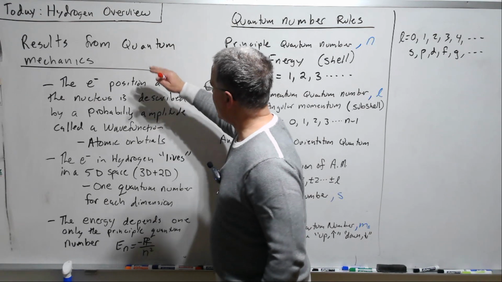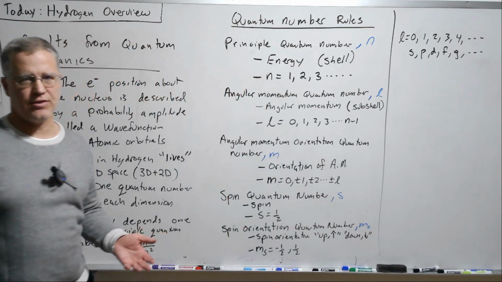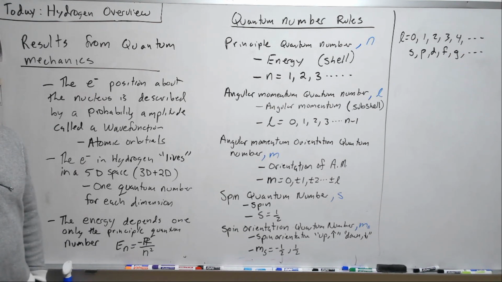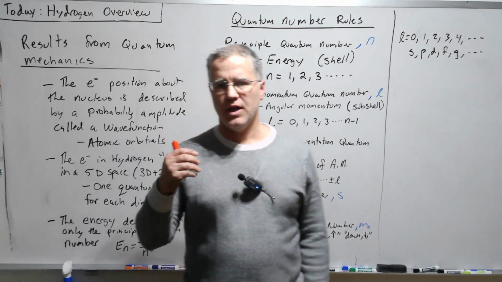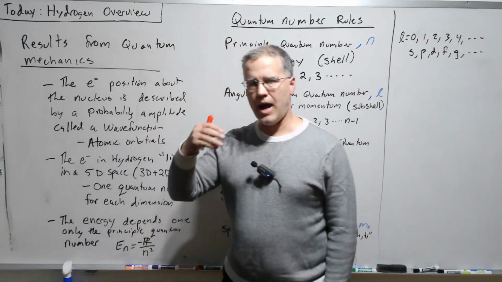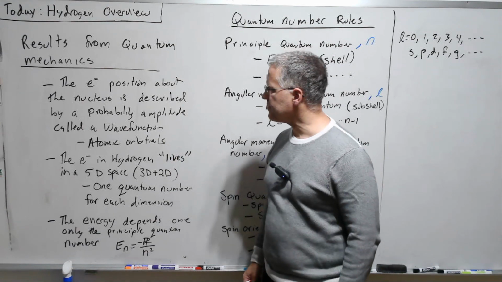Okay, so getting into the results, and again, we are not going to be going through the solution here in this course. We'll have to wait till later in the curriculum, but we certainly want to look at some of the results. And by results, I'm referring to how quantum mechanics describes the behavior of the electron.